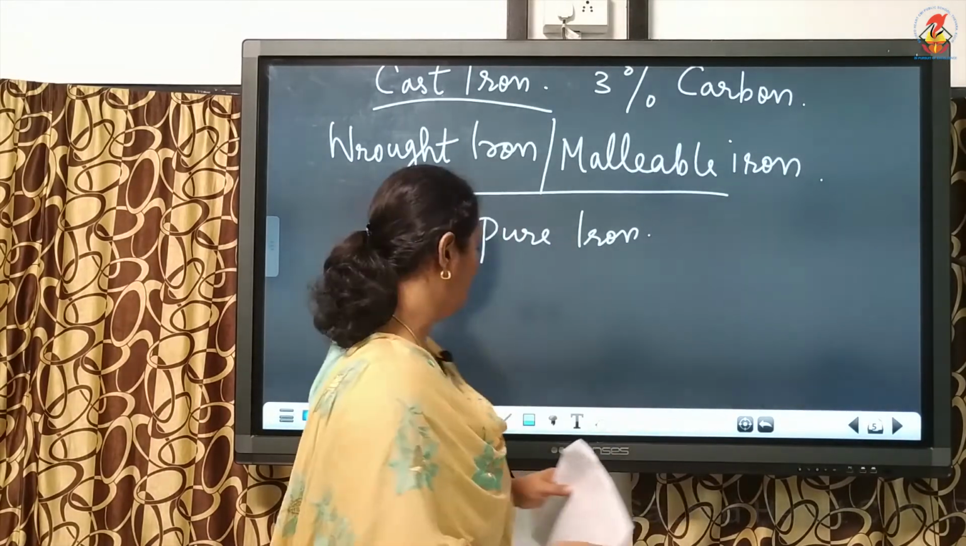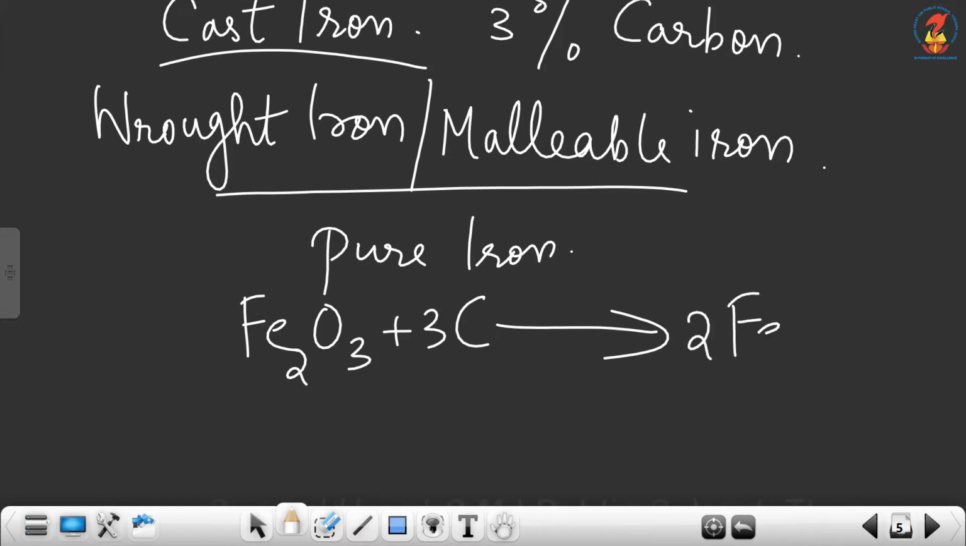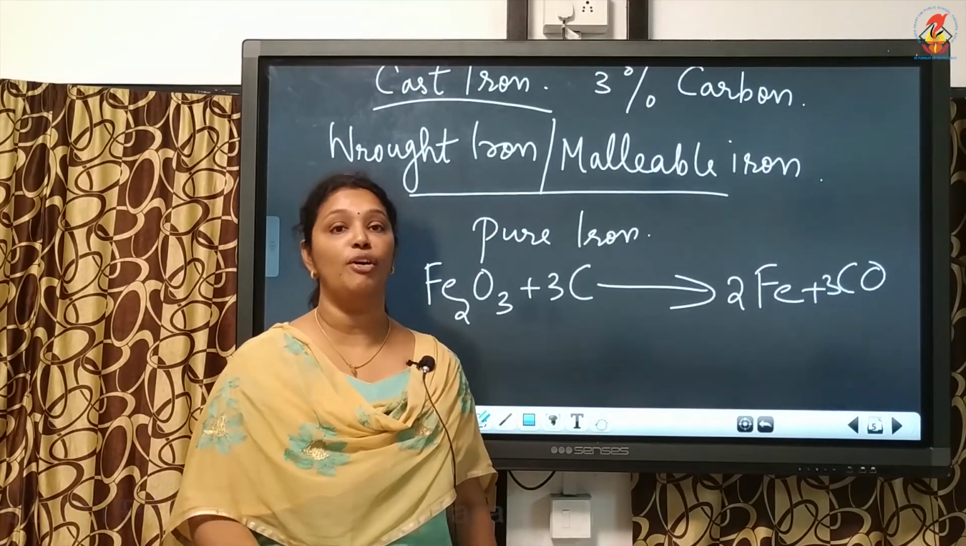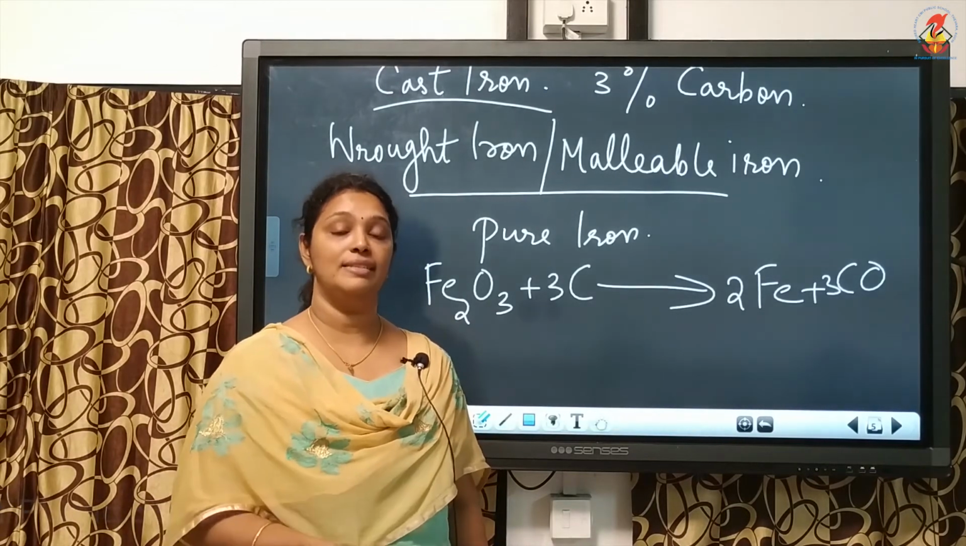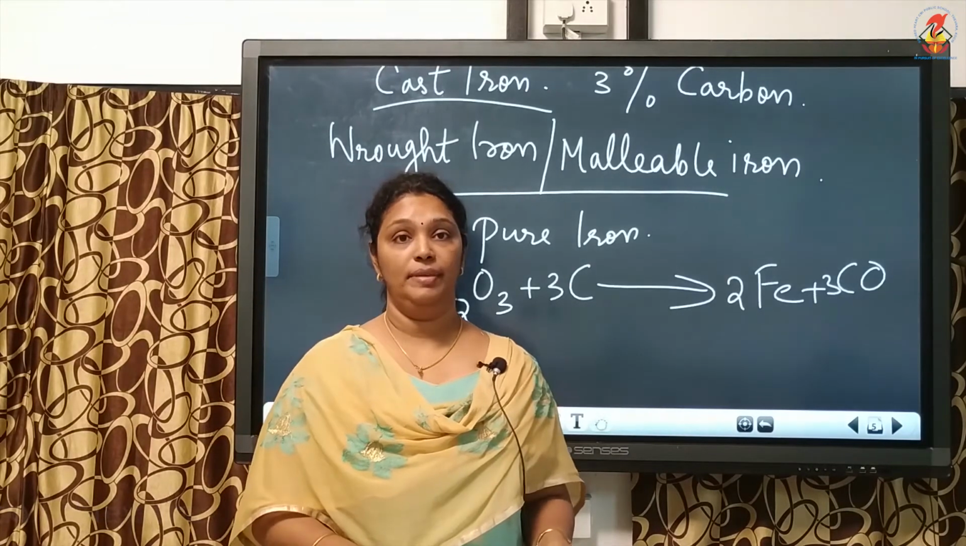So, I am writing the equation. The equation is Fe2O3 plus 3 carbon. Here carbon acts as a reducing agent. You get wrought iron plus carbon monoxide. So, this is the extraction of iron and different forms of iron: pig iron, cast iron and wrought iron. And wrought iron is the purest form of iron.